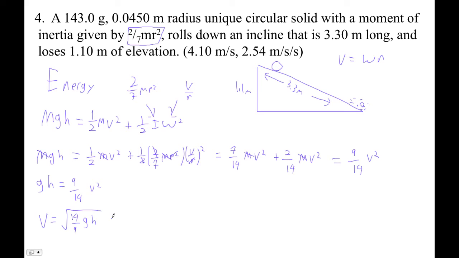So let's plug these numbers in. It's the square root of 14 ninths times 9.81, and then what's our height? 1.1. All right, square root of 14 divided by 9 times 9.81 times 1.1. 4.645. Uh-oh, did we find the eternal flaw? 4.6645 meters per second.